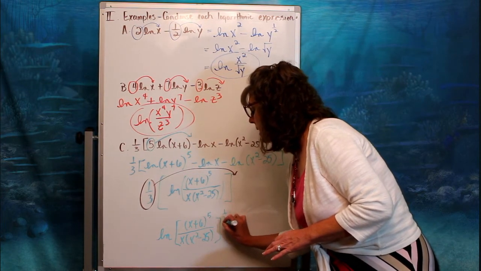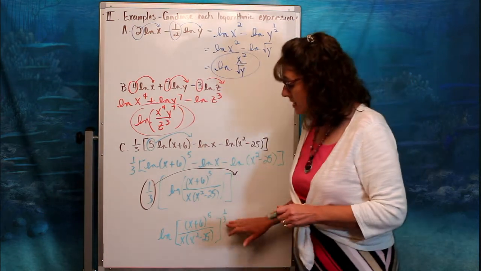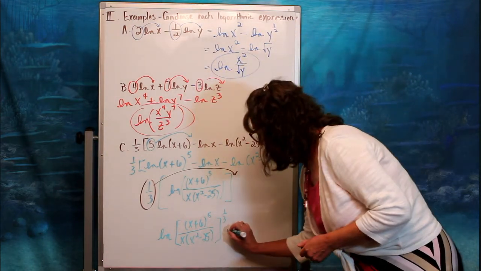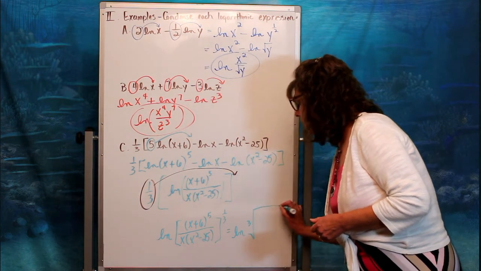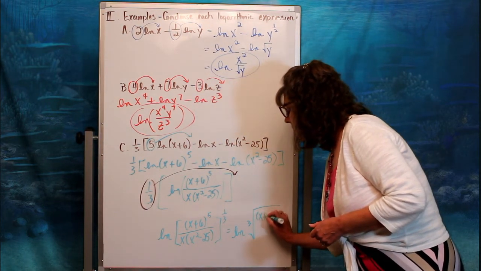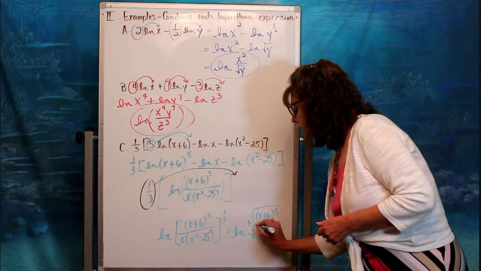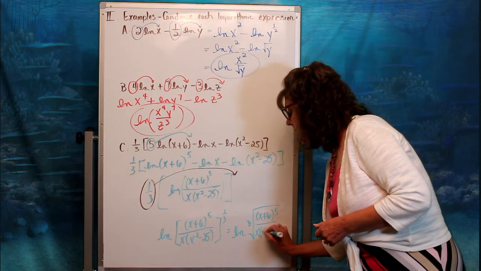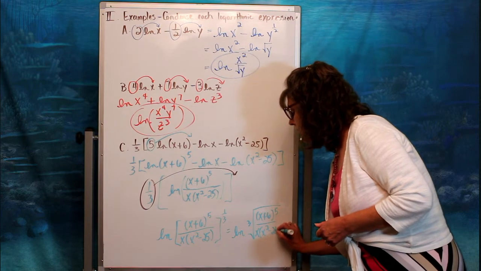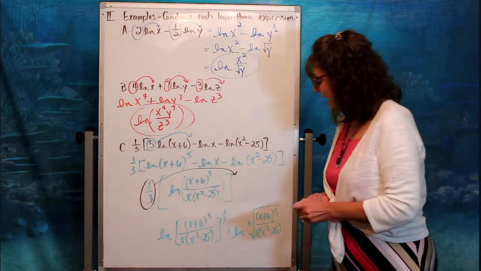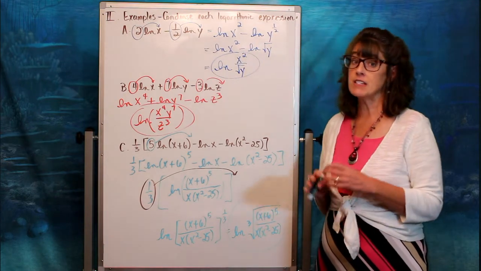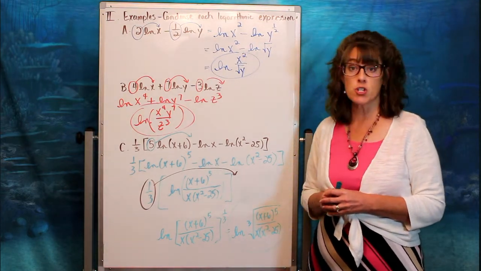to the 1/3 power. Now, that does indicate cube root, so I'm going to just condense it a little bit more, and I'm going to go cube root of x plus 6 to the fifth power divided by x times x squared minus 25. There we go. And this is condensed completely. I cannot take the cube root of all that stuff. That's not going to happen. So this is as good as it's going to get.